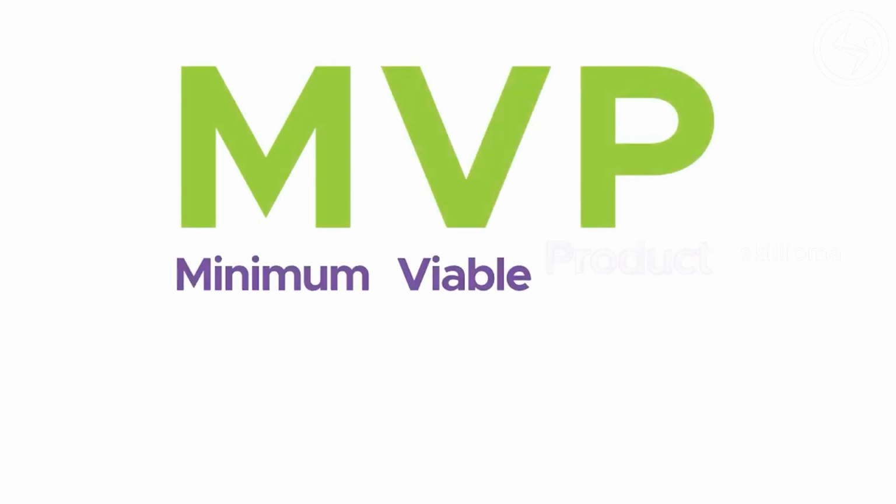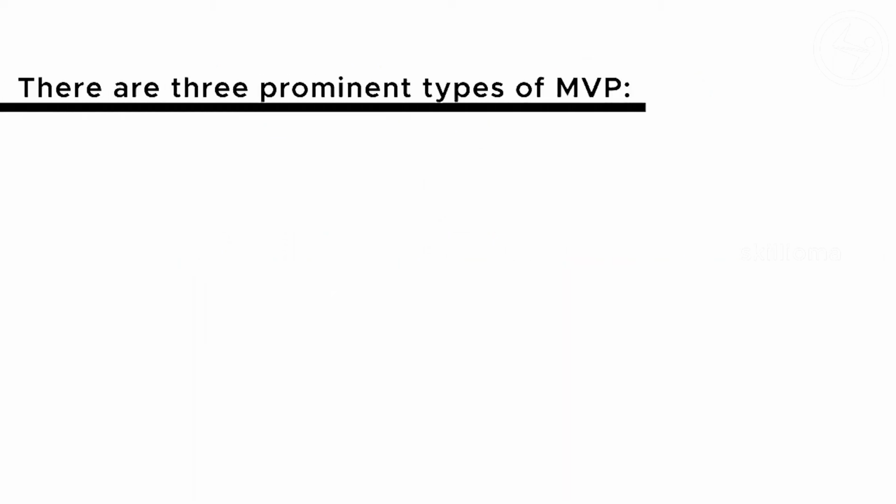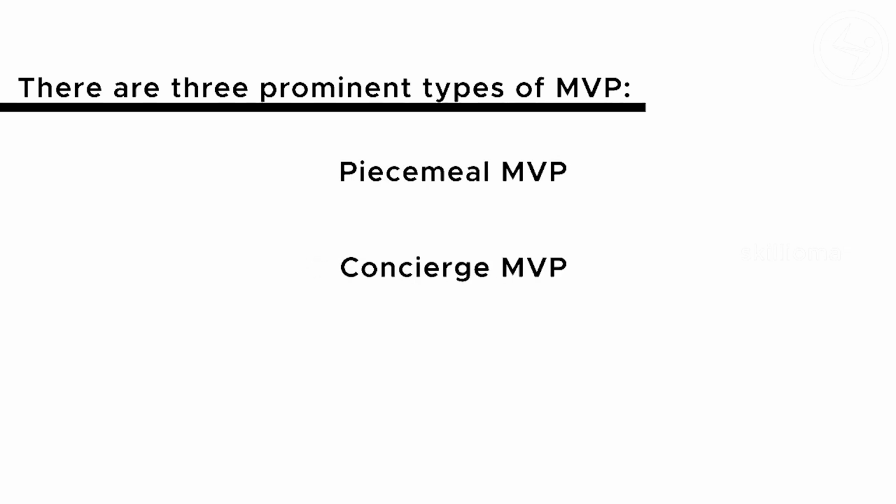Hello everyone. Now that you know what an MVP is, which is minimum viable product, let's look at its types with examples in this video. There are three prominent types of MVP: piecemeal MVP, concierge MVP, and Wizard of Oz MVP. Let's look at each one of them.